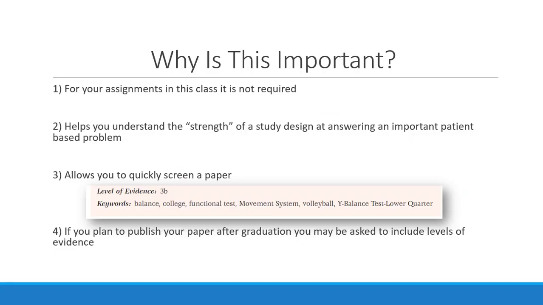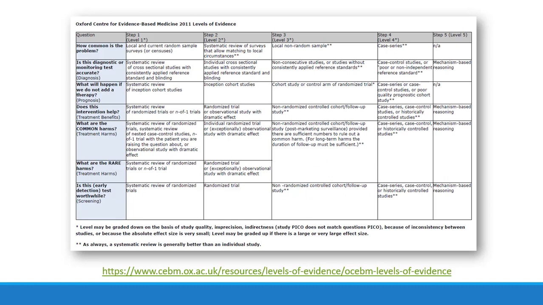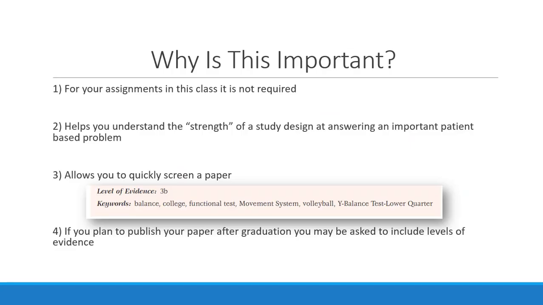Now, why is it important to think about this for the purposes of critiquing an article? So, for your assignments in this class, it doesn't look like historically this has been required or a part of things. So, for this particular class, whether or not you make note of levels of evidence in your write-up is up to you.